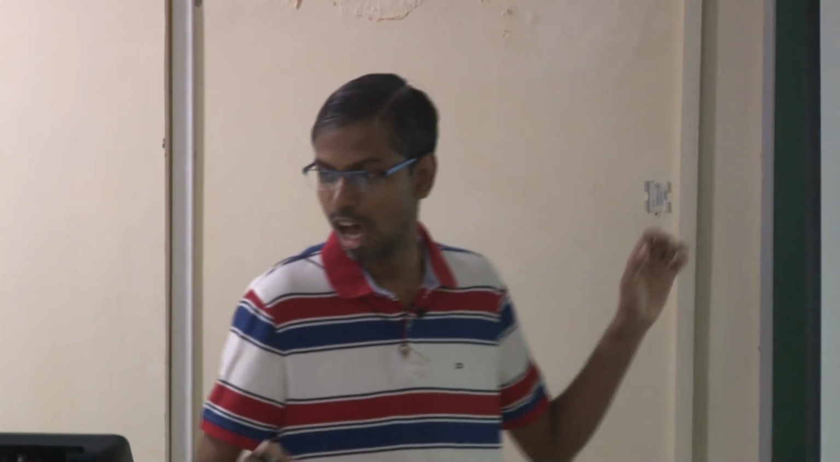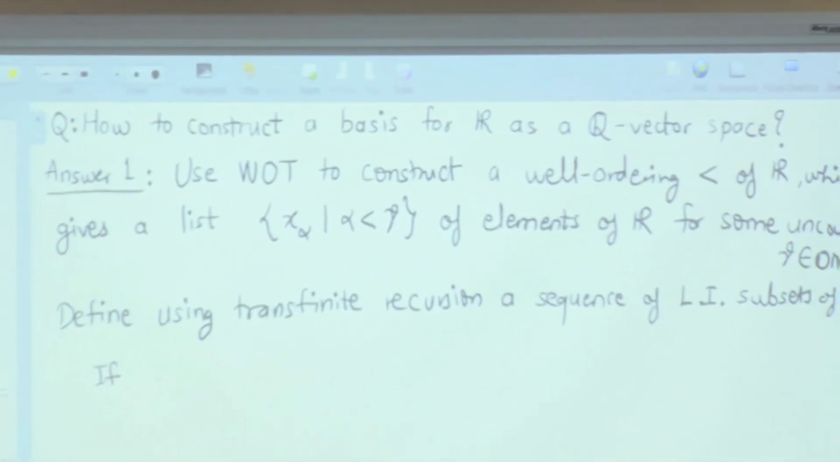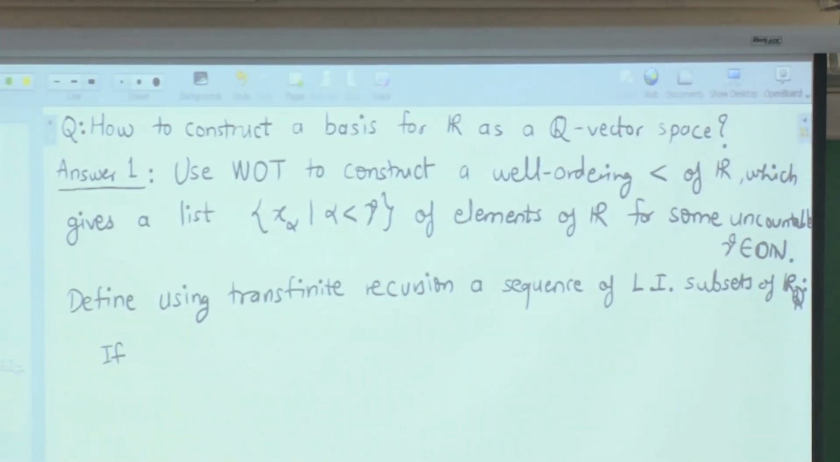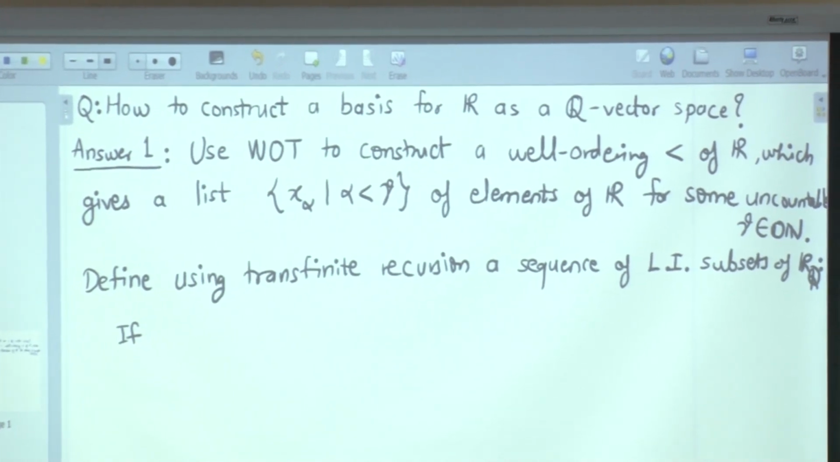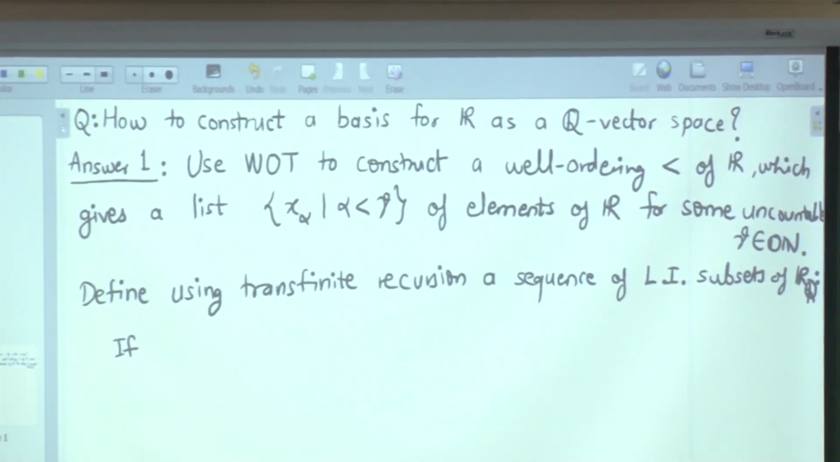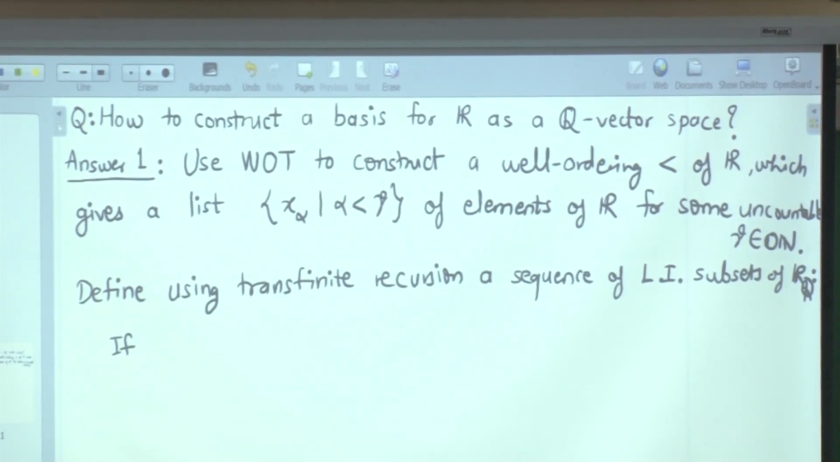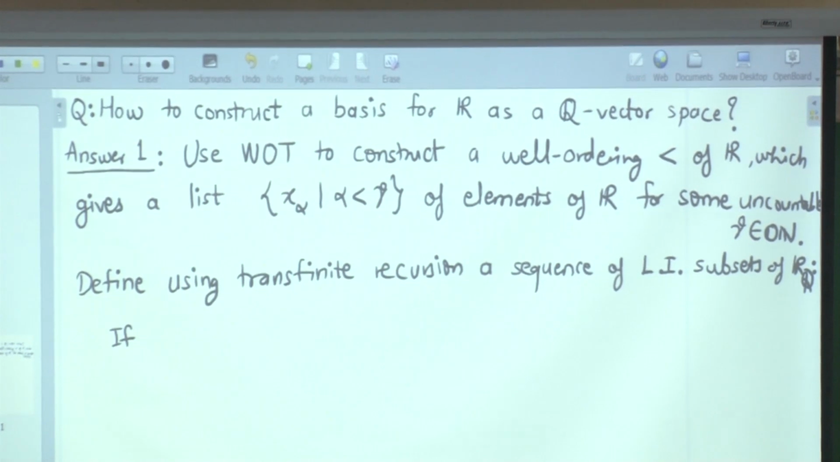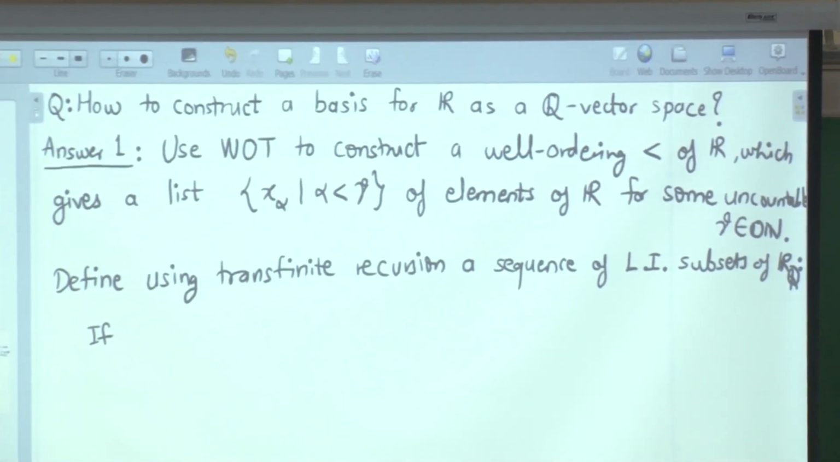Okay, let's start. So today we are going to look at this particular question: how to construct a basis for real numbers as a Q vector space. And this particular question arose from our discussion yesterday about finding additive functions, non-trivial additive functions from reals to reals. Additive means which preserve addition. So here is the first answer.